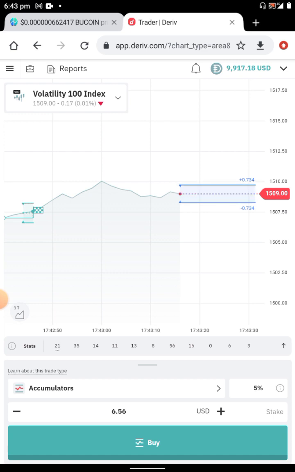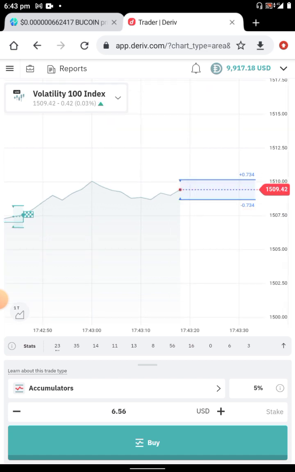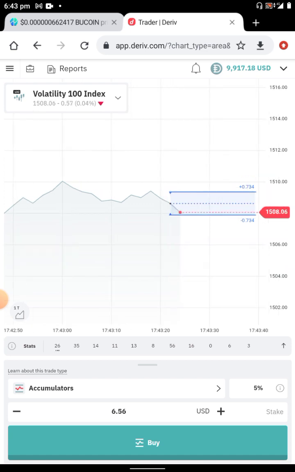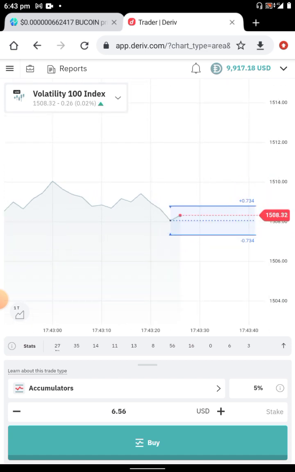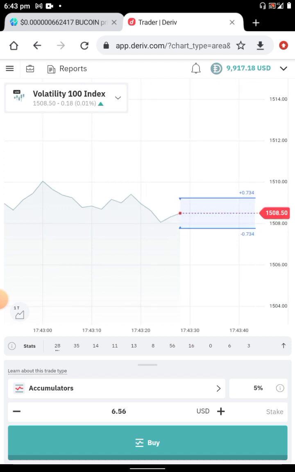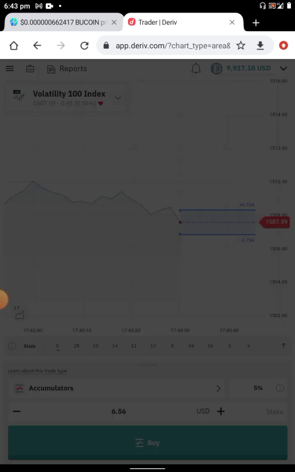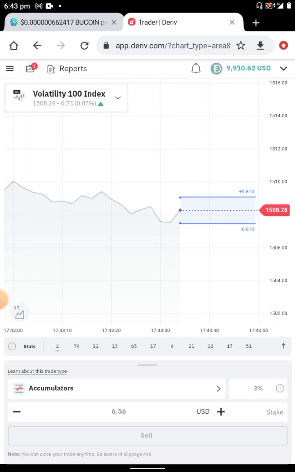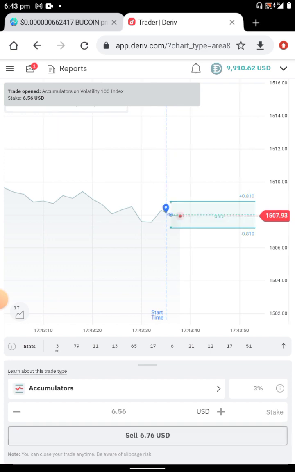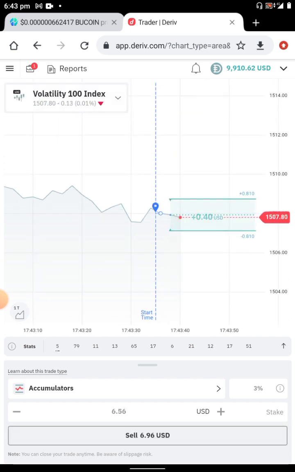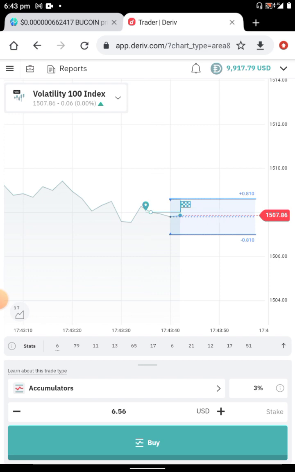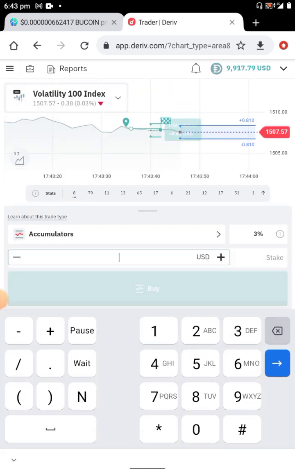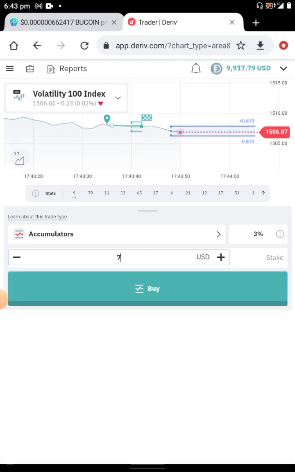Let's see. As you can see, I'm not using MACD, I'm not using Bollinger, I'm not using anything. It will be even much better if we use those along with this, which I'm going to record in our next video. Easily, so we make $7 plus.